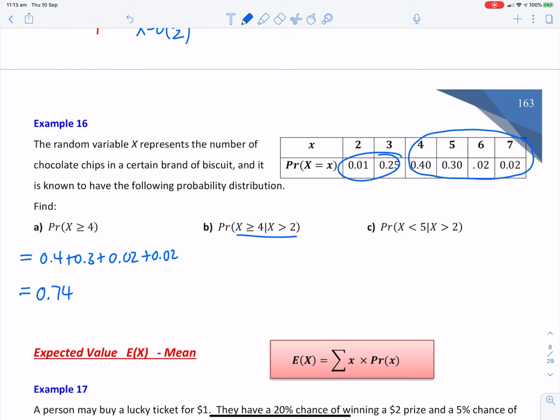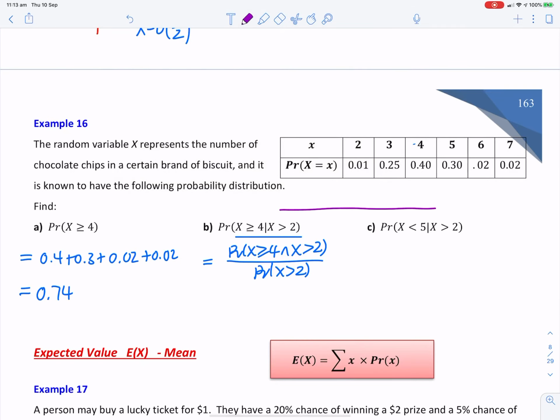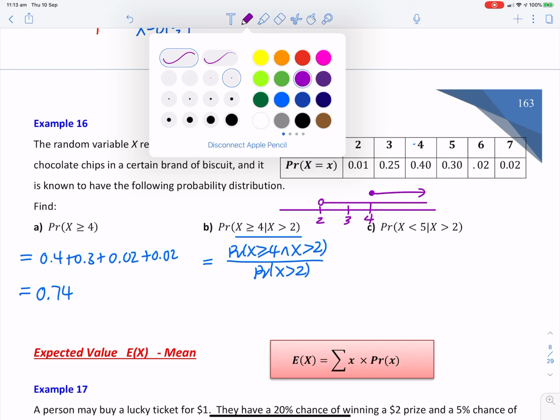The probability that x is greater than or equal to 4, given that x is greater than 2. So in this case here, we want to find where they intersect, because our rule is the probability that x is greater than or equal to 4 intersects x is greater than 2, over the probability that x is greater than 2. So in this case, what I would do is draw a number line. 2, 3, 4. Greater than 2 is an open circle. Greater than or equal to 4. Where do they intersect?